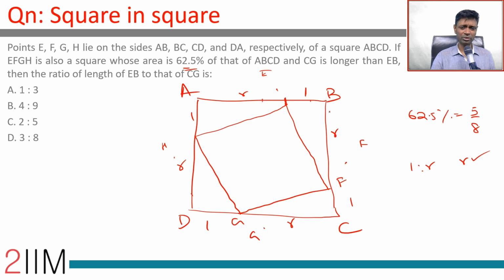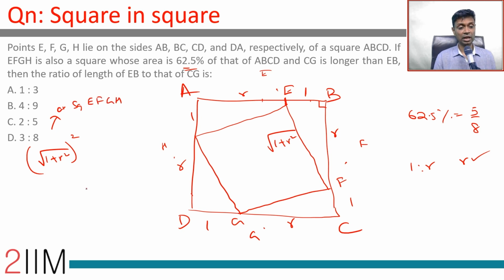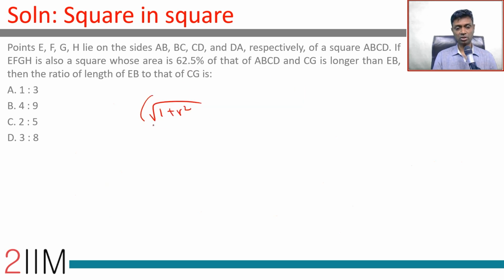Fine. So now this question becomes very simple. We use a little bit of Pythagoras theorem. We can find that this EF is square root of 1 plus R square. So area of square EFGH is square root of 1 plus R square, the whole square. Area of square ABCD is 1 plus R, the whole square. We are through. So we know that square root of 1 plus R square is 5 by 8 times 1 plus R, the whole square.